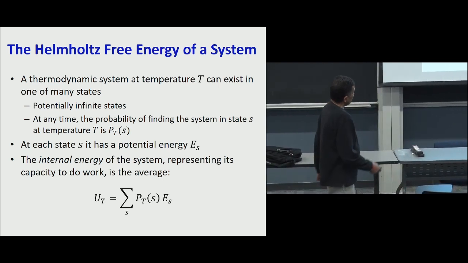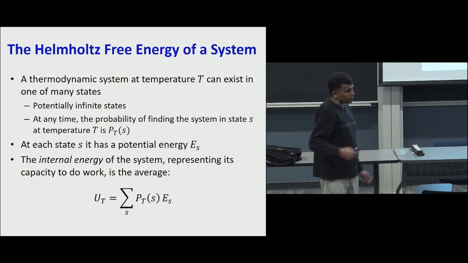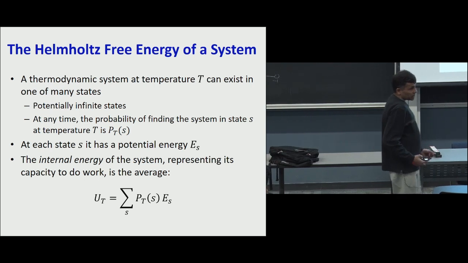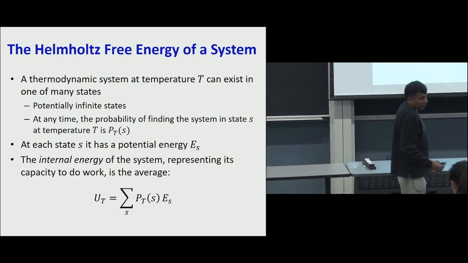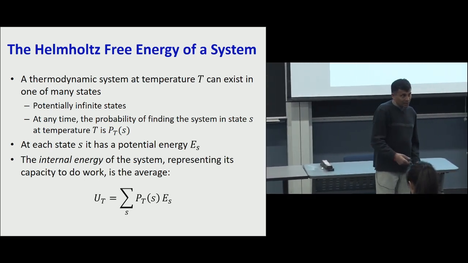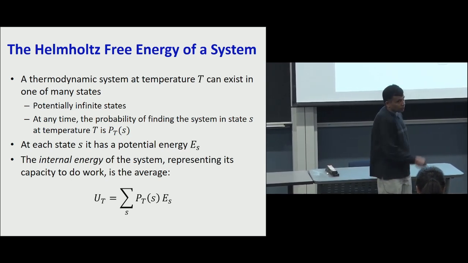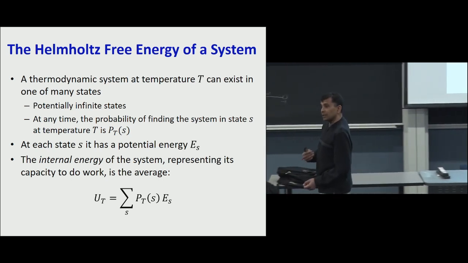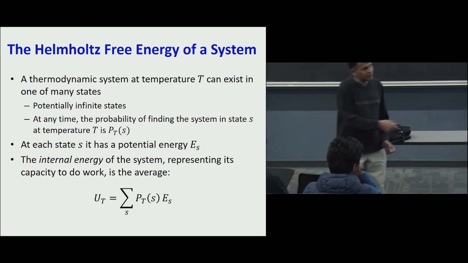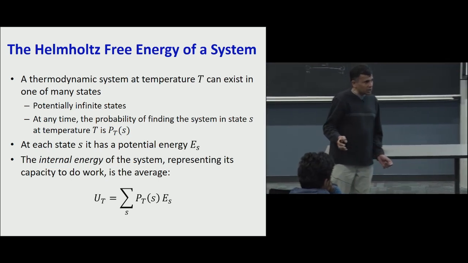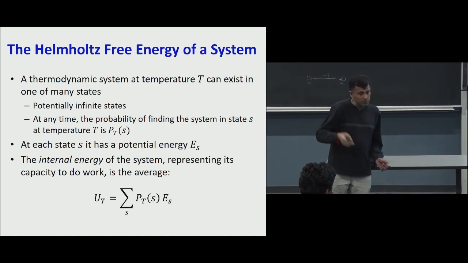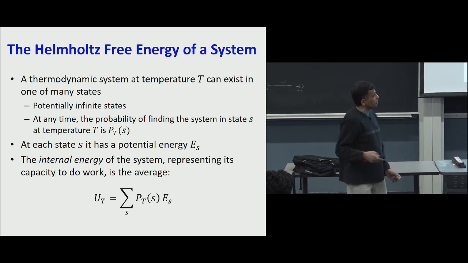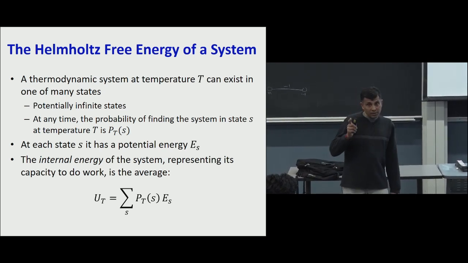So which means that if you have some energy Es associated with each state, but the system is bouncing around between different states with different probabilities, then the expected energy is going to be the weighted sum over all states, where the weight itself is simply the probability of finding the system in that state, right? This is just straight up expectations. This is what the expected energy of the state is. This is what we will call the internal energy of the system. This is the capacity of the system to do work.